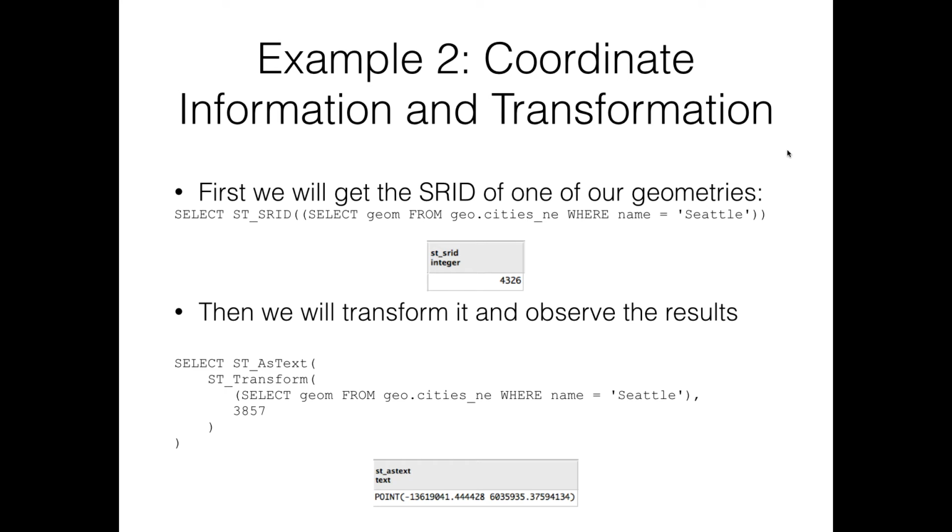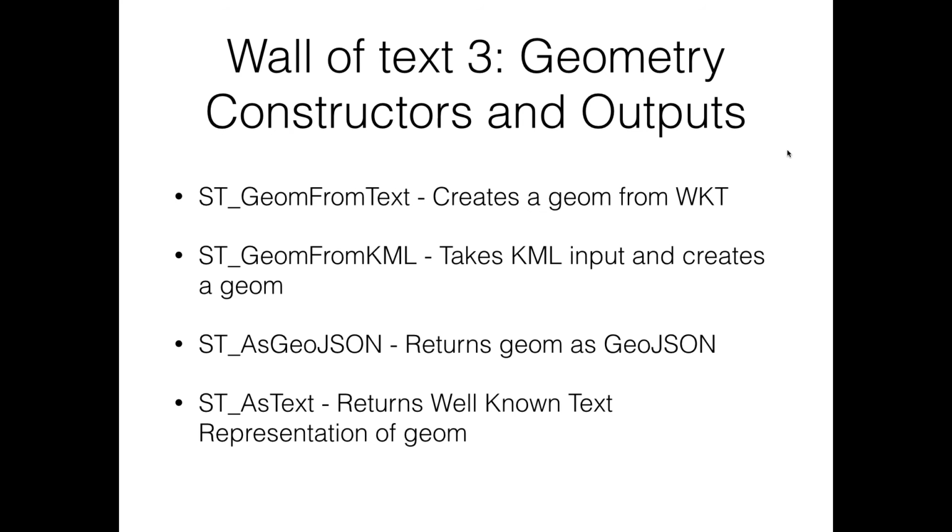We'll look at it as text in a second. But this is basically the well-known text representation of that polygon. And I'm sorry, that geometry, which is a point. And now we can see it's been transformed into Web Mercator, which is the number of meters from the prime meridian, right? I think that's right.